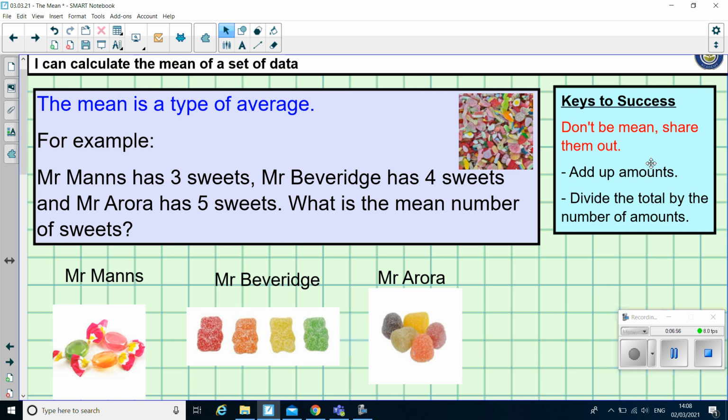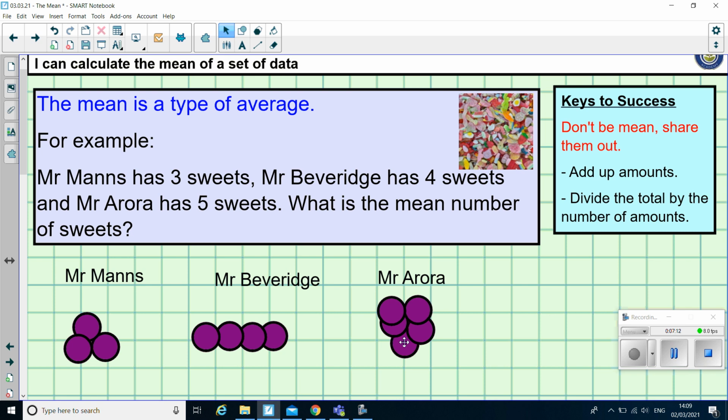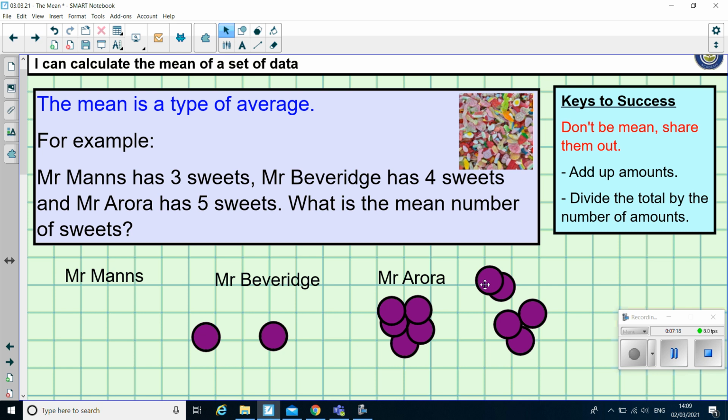Okay, so thinking about our sweets, don't be mean. It's not fair for Mr. Aurora to have 5 when Mr. Mans has only got 3. So what we're going to do is put all of the teachers' sweets into a pot, and then share them out equally. So Mr. Mans' 3 sweets are there, Mr. Beveridge's 4 sweets are there, and Mr. Aurora's 5 sweets are there. And we're going to share them out equally amongst the teachers. So I'm just going to move them all to one side a moment.